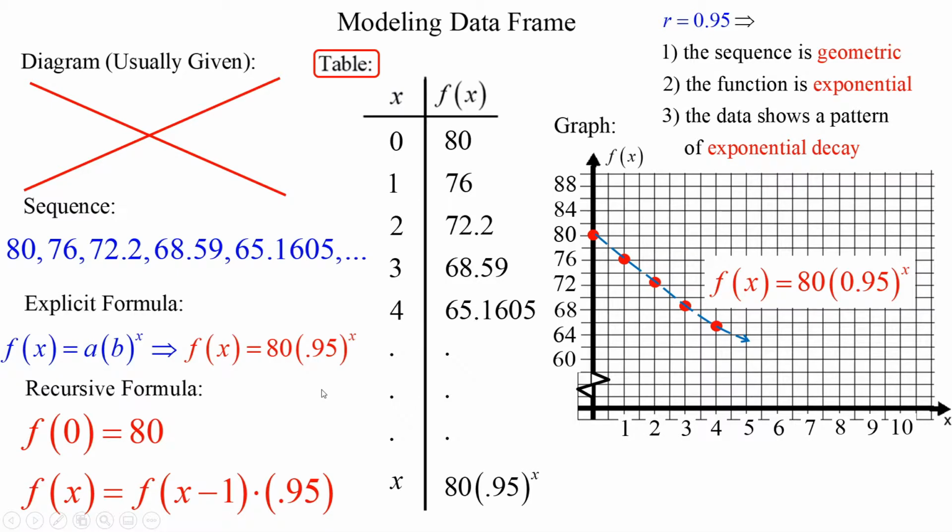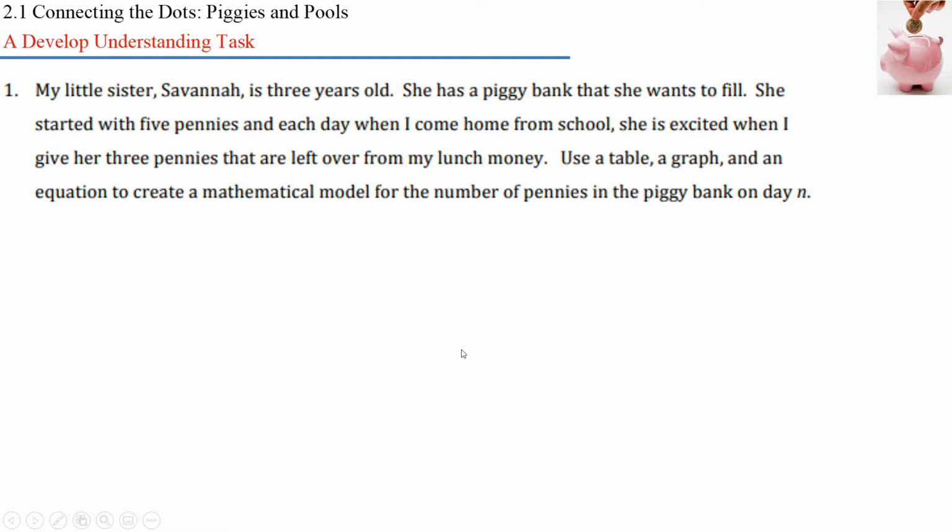There it is. All right, so here's our activity for 2.1, connecting the dots, piggies, and pools. And this is a develop understanding task. So today I'm going to introduce a discrete function versus a continuous function. And we'll start talking about a little domain. All right, this is just an introduction of that stuff, and we'll develop it throughout this module.